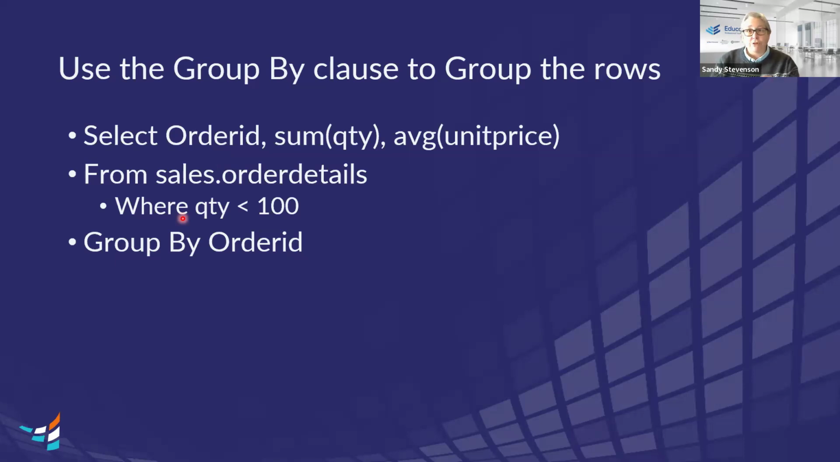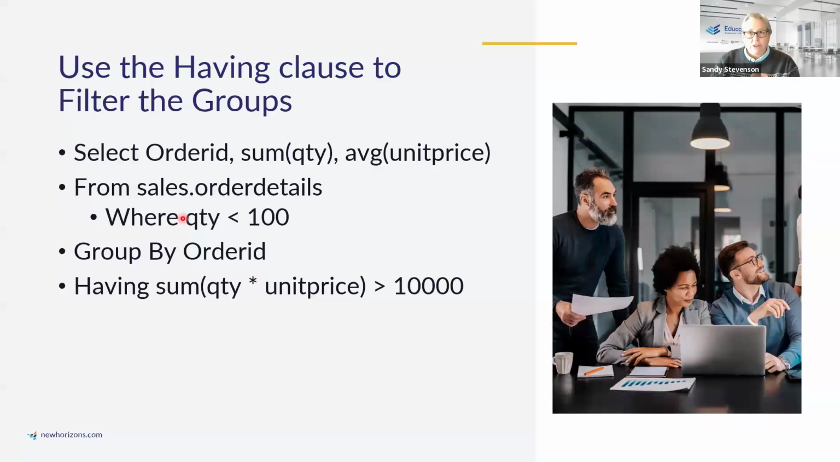And I can go a little bit further too. The having clause. The having clause is my filter on groups. So I'm still saying, okay, where the quantity is less than 100, so that filters other things out. I'm grouped by order ID, but then of that group, well, now those rows where the sum of quantity times unit price is greater than 10,000. That's what I want returned to me.